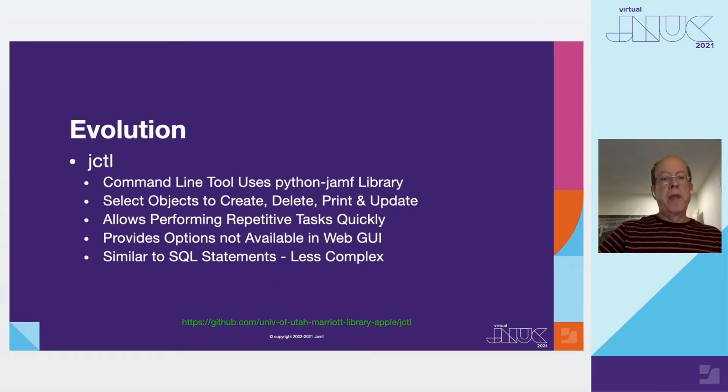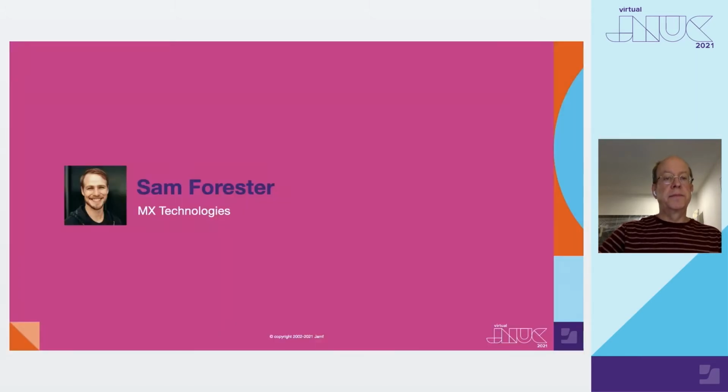Jctl. Jctl is a command line tool that allows you to use the python-jamf library. It allows you to select objects, create, delete, print, and update Jamf Pro objects. It allows performing repetitive tasks quickly, provides options not available in the web GUI or other GUIs like Jamf Pro. It's similar to SQL statements, but far less complex. Next, Sam will discuss how the project works internally.